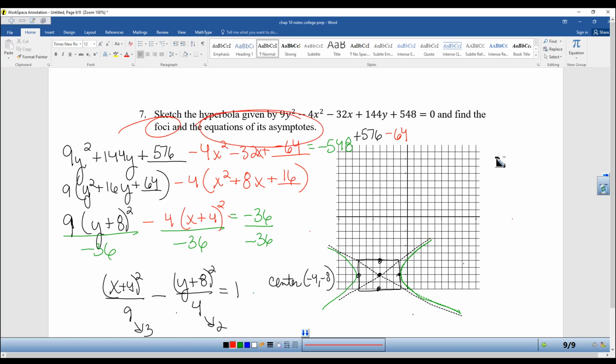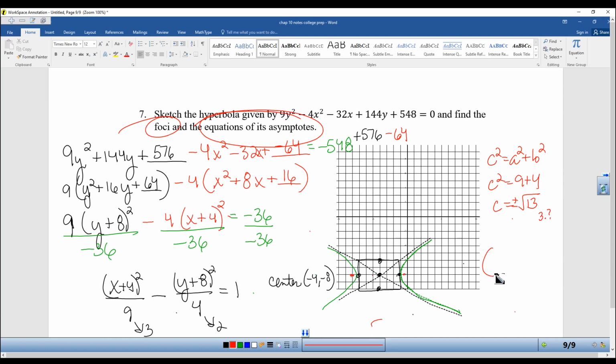All right, so our foci, c squared is equal to a squared plus b squared. C squared is equal to 9 plus 4. C is equal to the square root of 13. So where am I going with that? So that's going to be like 3 point something. So 1, 2, 3. It's really close, which makes sense because this is a pretty steep hyperbola. 1, 2, 3, and then this one somewhere in there.